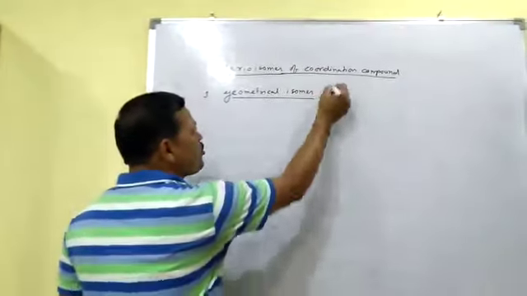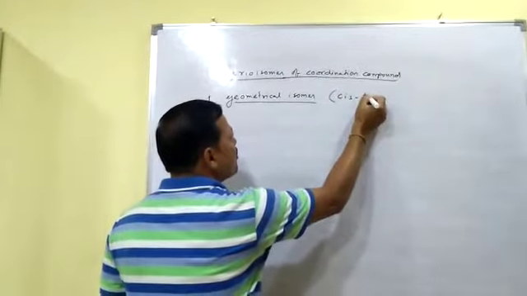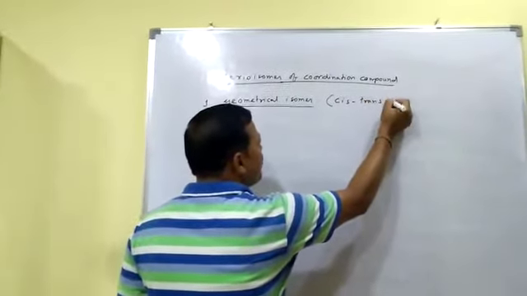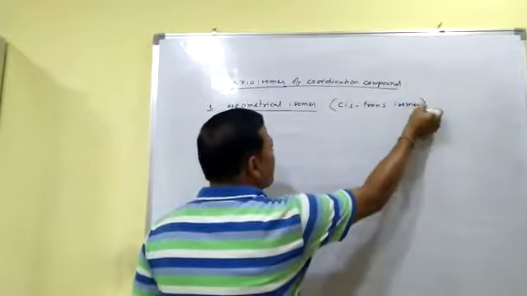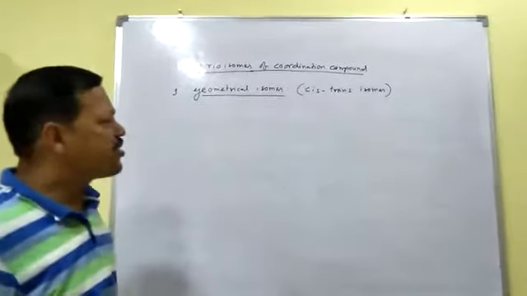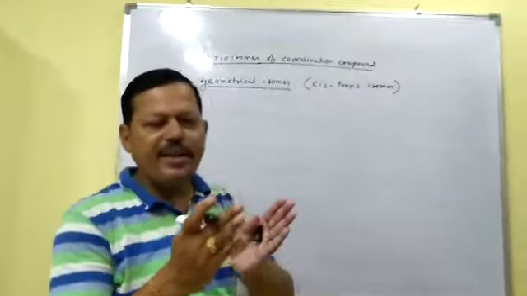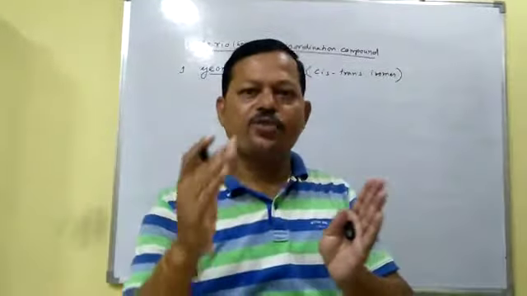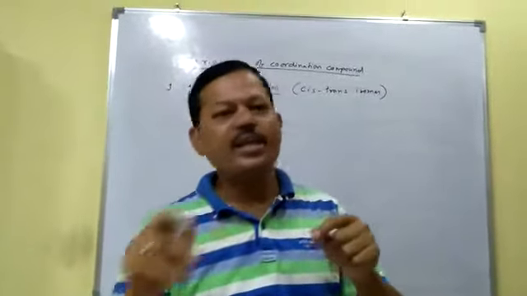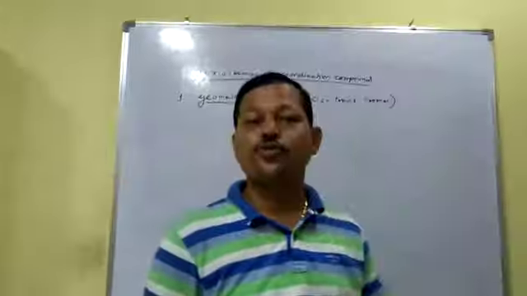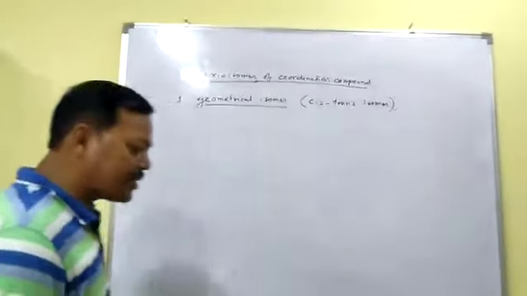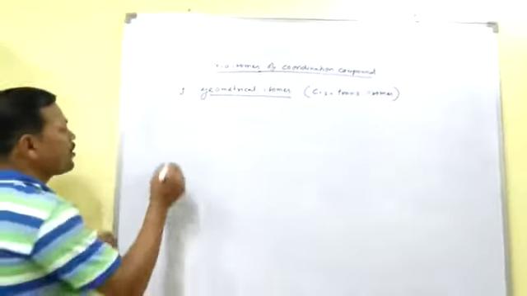Geometrical isomer is also called cis-trans isomer. In class 11 you have got this isomer, also called cis-trans isomer. If similar ligands are on the same side, then it is called cis isomer, and if similar ligands are on the opposite side, that is called trans isomer. If I give you an example, then you can understand this.